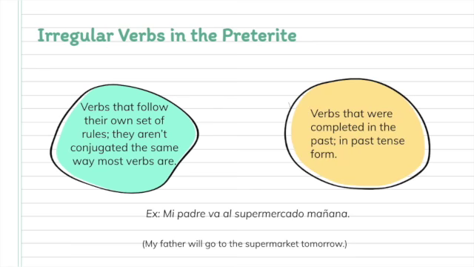And the preterite are verbs that are completed in the past, so they're in past tense form. For example, mi padre fue al supermercado ayer, which means my father went to the supermarket yesterday. As you can also see, it is the same verb ir, but it's conjugated in a completely different way, which you will see more of in the next slide.